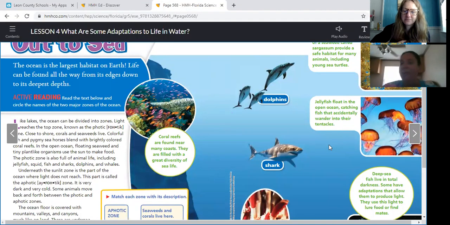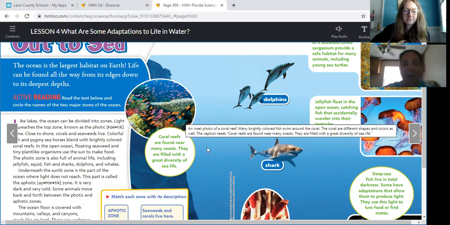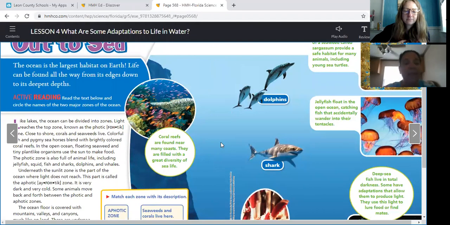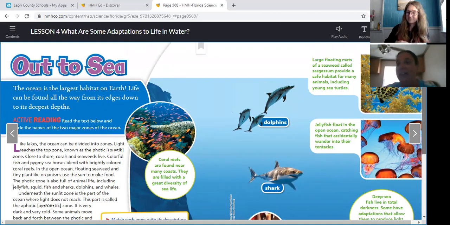They float in the open ocean, catching fish that accidentally wander into their tentacles. Here we've got many coral reefs. They're so pretty with lots of beautiful colors. Coral reefs are found near many coasts. They're filled with a great diversity of sea life, again, just like Finding Nemo. Up here, we've got large floating mats of seaweed called sargassum, which provides a safe habitat for many animals, including young sea turtles. And then there's this shark right here.